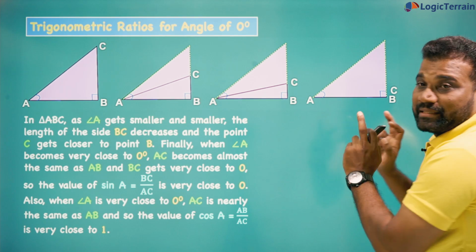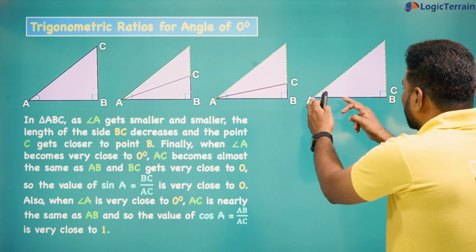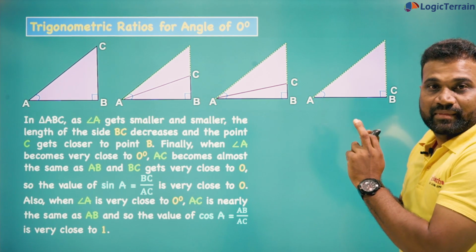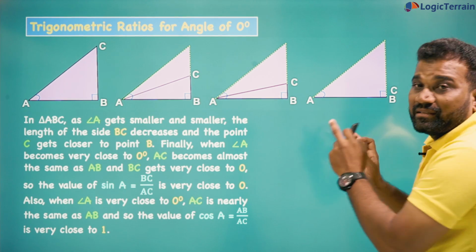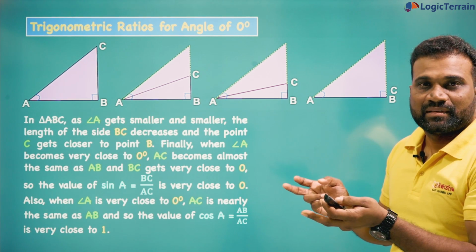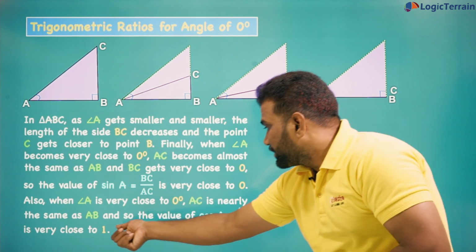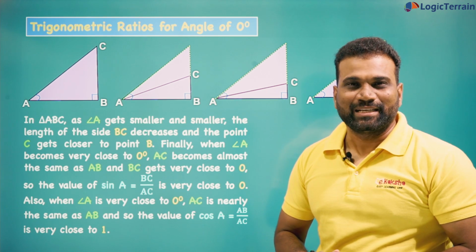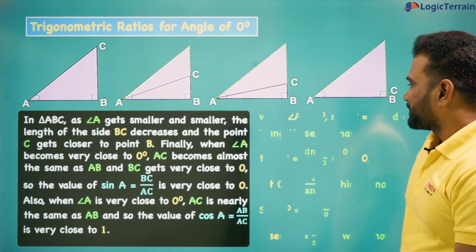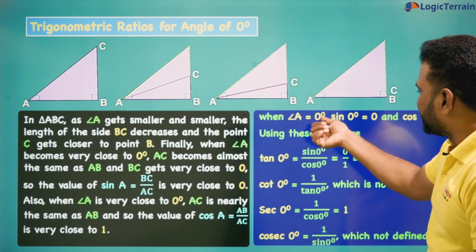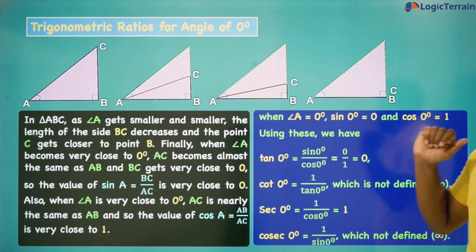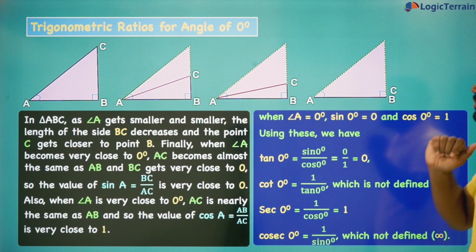AB is equal to AC. When the angle is 0, then AB becomes AC, and the adjacent side and hypotenuse are both the same, whose ratio is almost equal to 1. Got it? So when angle A equals 0, sin 0 equals 0 and cos 0 equals 1.